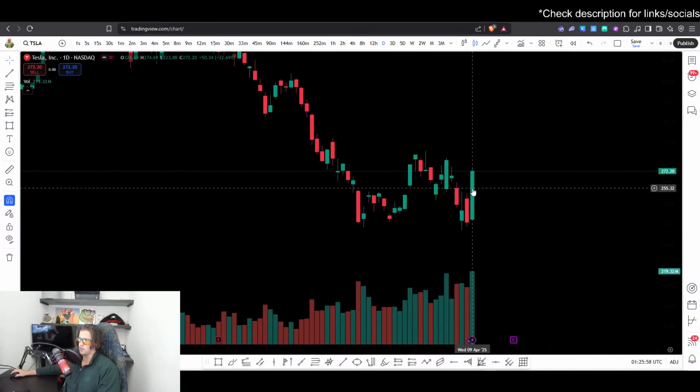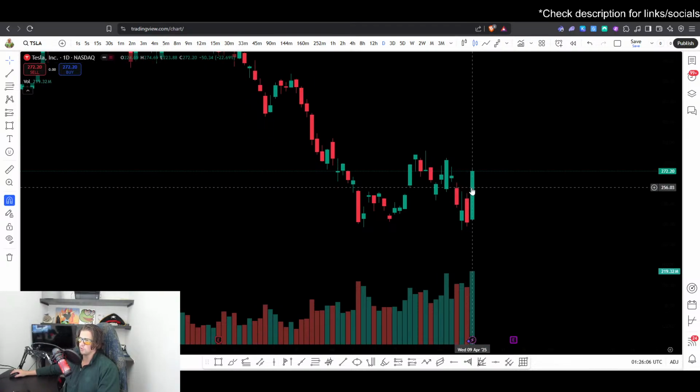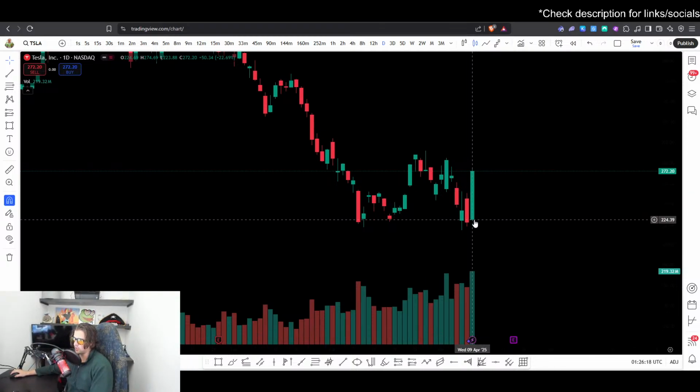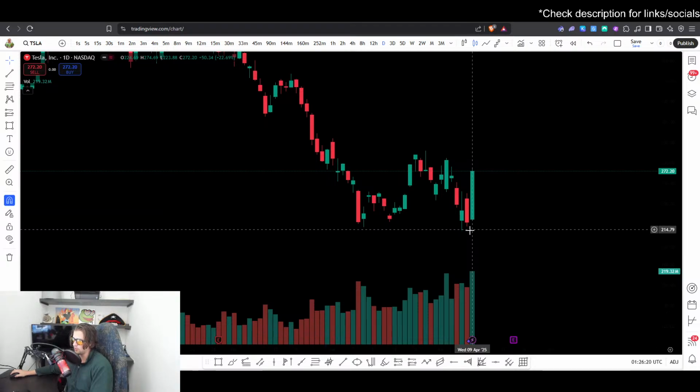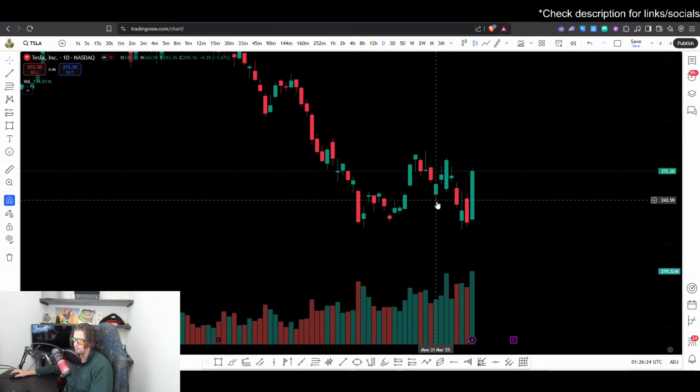Like for instance, today, this candle, first of all, if I hover over it, you can see in the top left the percentage that it went up. Tesla went up 22.69% today, or 50.34 points. Obviously this candle looks extremely bullish, right? It opened at the very bottom and closed at the very top.